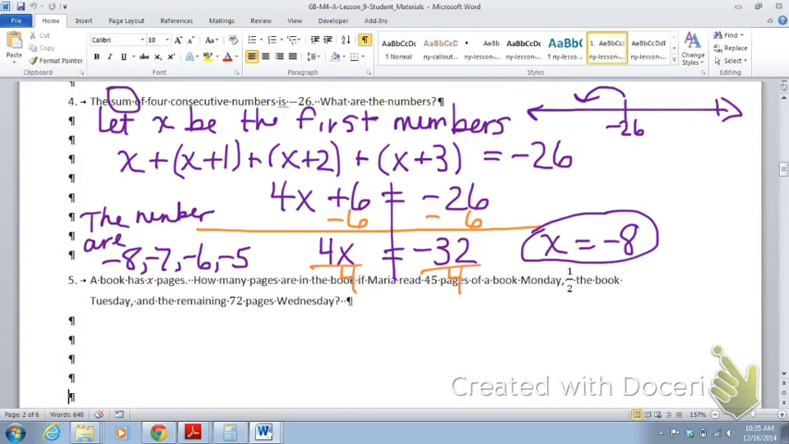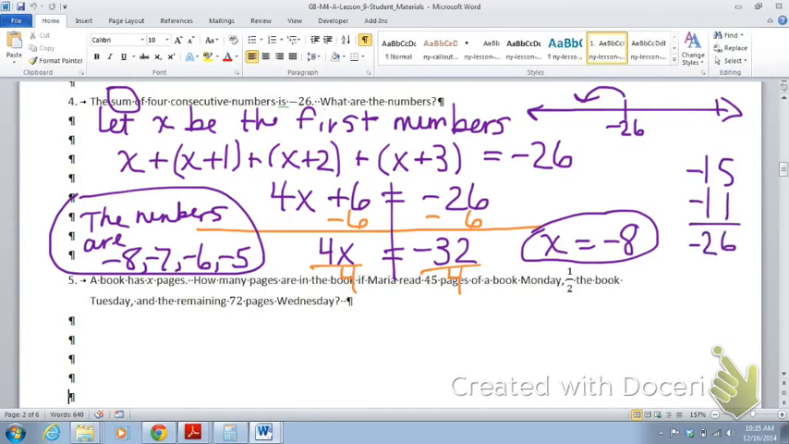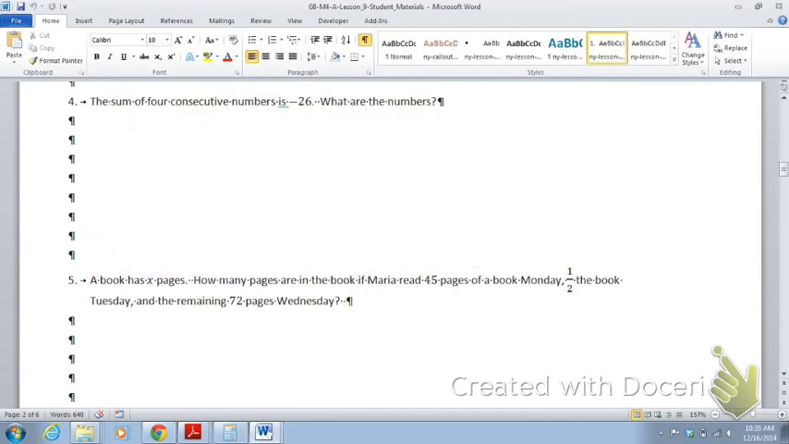And so, what's my double check on that? Well, we should add them together and see if they sum up to -26. So the first two are -15, and then the second two are -11, so that is -26. So it does check out. So those are my numbers there. That's pretty cool. We can use linear equations like this. Let's look at number 5.